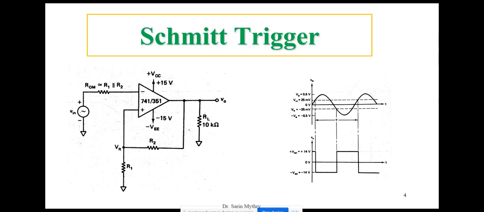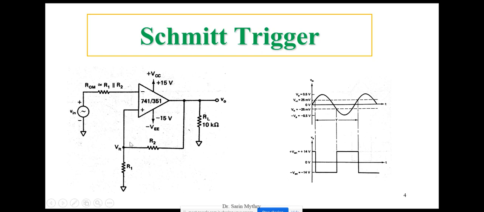So the Schmitt trigger is nothing else but a comparator with a positive feedback. What is a positive feedback? Earlier in our circuits, the feedback was connected between the negative terminal and the output. But here, your feedback resistor is connected between the positive terminal and the output. So that's why this is called a positive feedback inverting comparator.